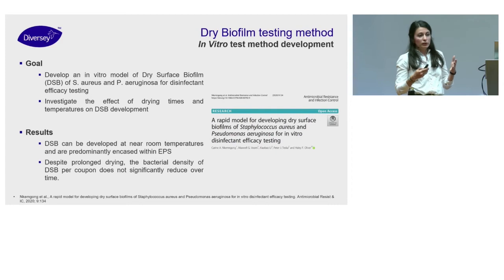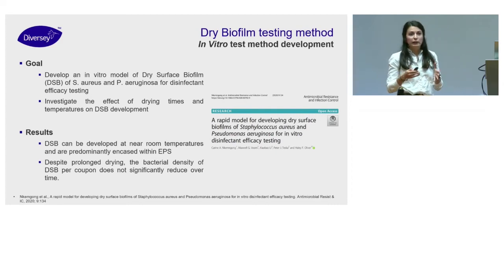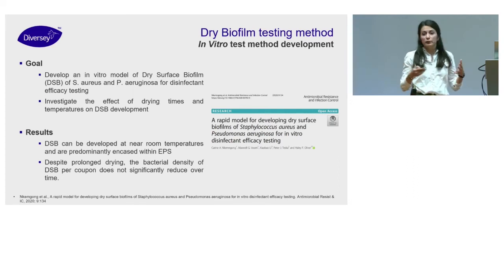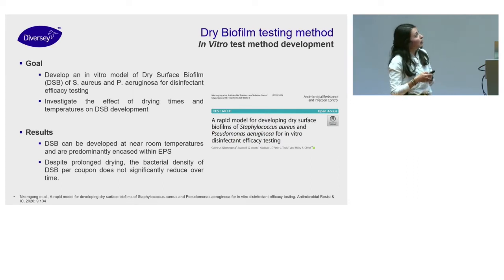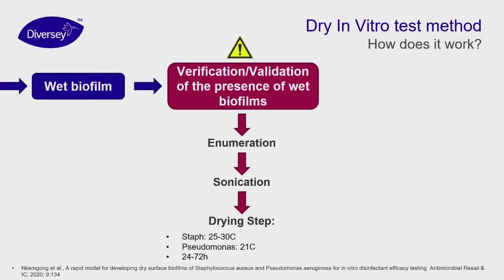And the result of the study was that dry surface biofilm can be developed at near room temperature and is predominantly embedded in this EPS layer. And despite a prolonged drying, the bacterial density of the dry surface biofilm per coupon did not significantly reduce over time. So this is just a schematic approach of the dry surface in vitro model test method that we have developed in the study.